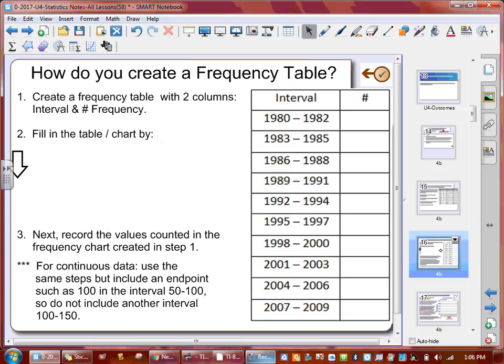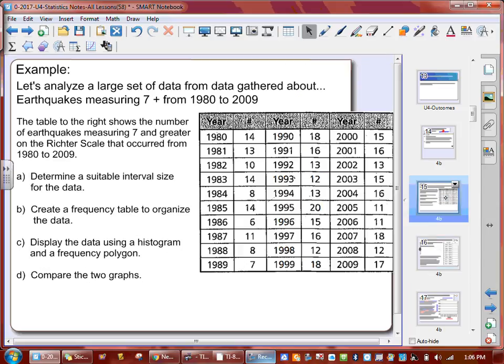For example, I'm going to go back to the actual chart here. So the question's saying, the table to the right shows the number of earthquakes measuring 7 and greater on the Richter scale that occurred from 1980 to 2009. So we want to do a suitable interval size. So what we do is we count how many pieces of data we have. So we've got 1, 2, 3, 4, 5, 6, 7, 8, 9, 10, 20, 30 pieces of data. So if we've got 30 pieces of data, that's a lot of data to organize.